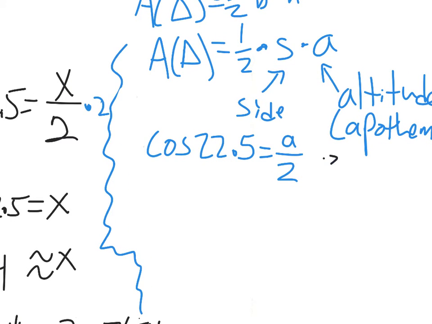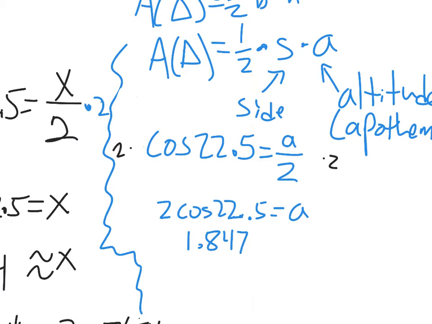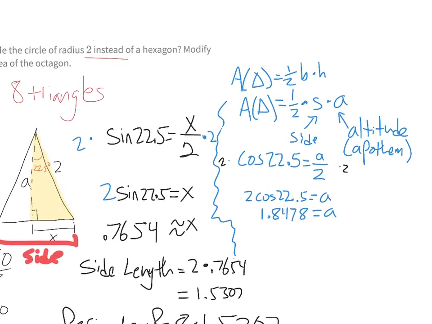We want to multiply by 2 on both sides to get that 2 out of there. And so we have 2 times the cosine of 22.5. And that's going to give us the altitude. So we'll go to our calculator, and we'll say we got 2 times the cosine of 22.5. And that's going to give us 1.8478. We'll round it off to that. All right, so there's our altitude.